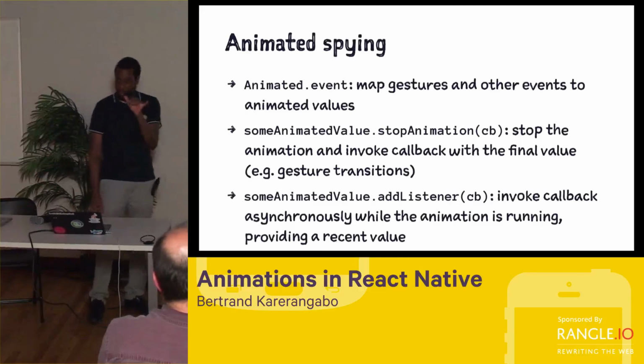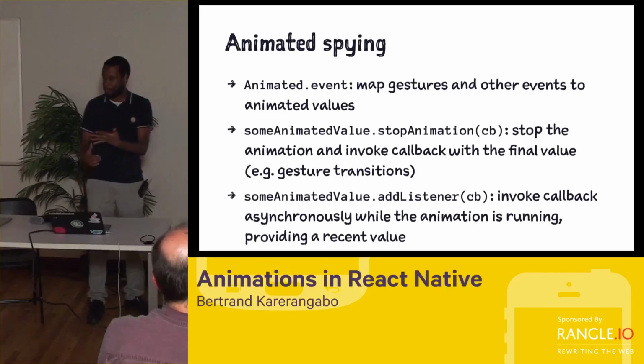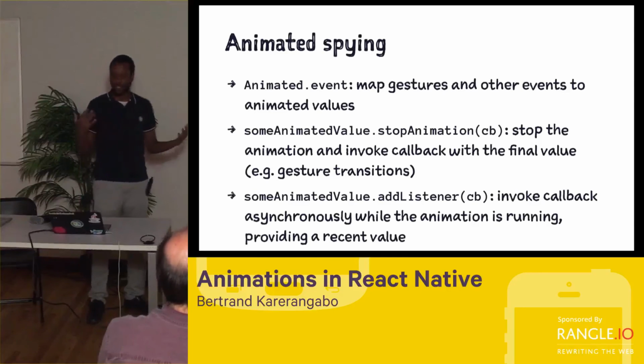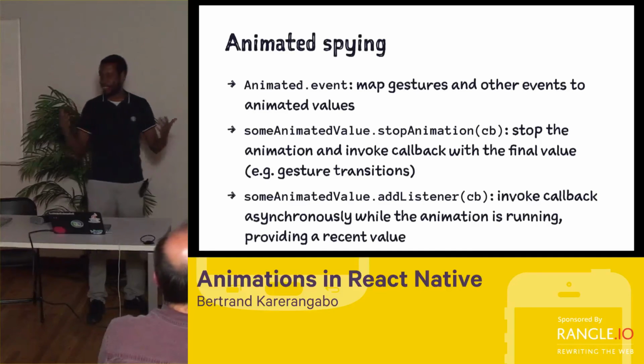If you have an animated value, whether it's Value or ValueXY, you can call stopAnimation on it. This just stops it, and it gives you a callback that's going to be called when it's actually stopped. So the common case here is gesture transitions. I did a circle, and now my settings should pop up. Or I moved, whatever you can imagine, really.